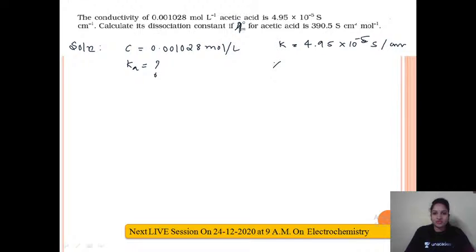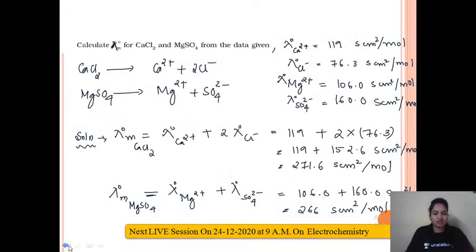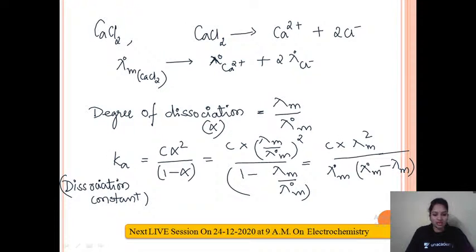What they have given is lambda naught m. Lambda naught m for acetic acid is 390.5 Siemens centimeter square per mole. So first, we know the formula of Ka is equal to C alpha square upon 1 minus alpha. Just now we have seen, Ka, the dissociation constant, is equal to C alpha square upon 1 minus alpha, right? And what is the formula of alpha? Lambda m upon lambda naught m.